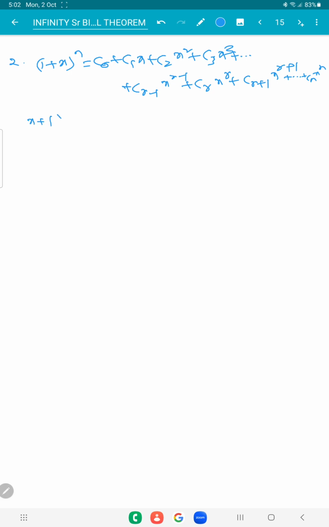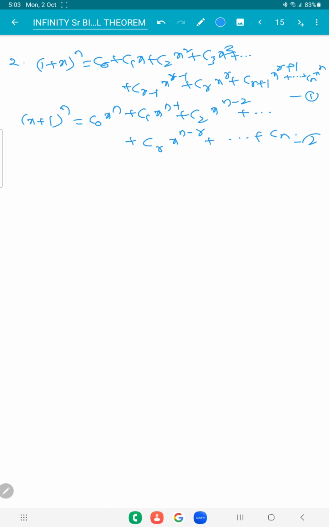So writing those same terms from the right hand side. Right hand side, what we have? c0 x power n plus c1 x power n minus 1 plus c2 x power n minus 2 plus and so on plus cr x power n minus r plus and so on plus the last term is cn. So these terms are the same only. Okay. So what I am going to do is multiply these two now. Let it be first equation and this is the second equation.